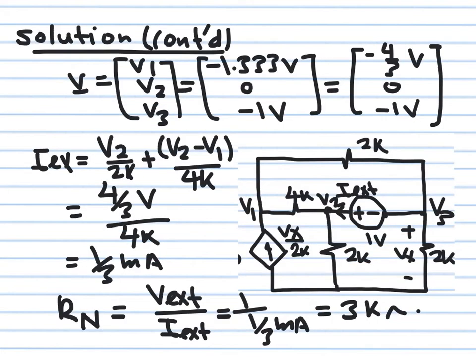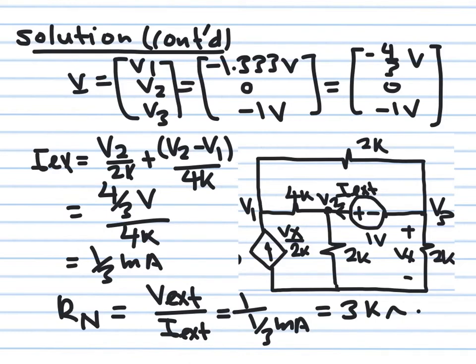I used my computer to do this solution. I got this answer. V1 is minus 4 over 3 volts. V2 is equal to 0 volts. And V3 is equal to minus 1 volt. So don't get confused if you get zeros. This is fine. The circuits can sometimes force these conditions.